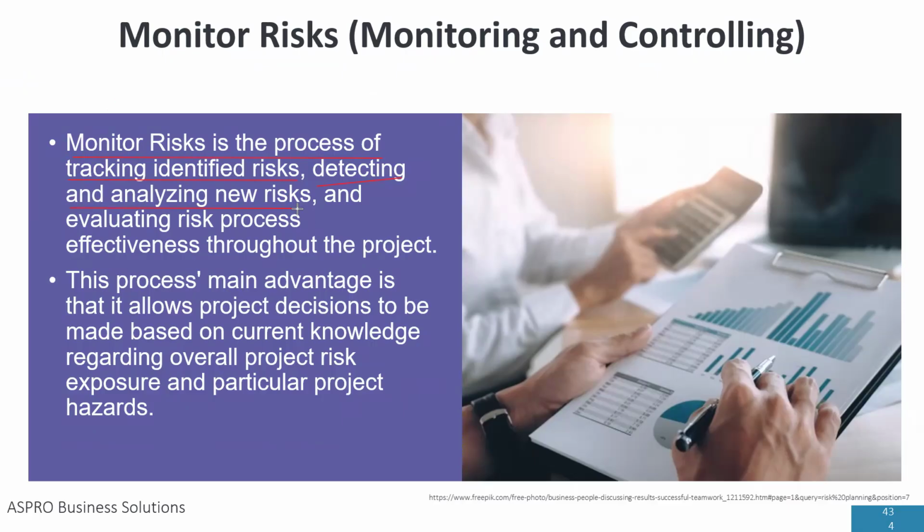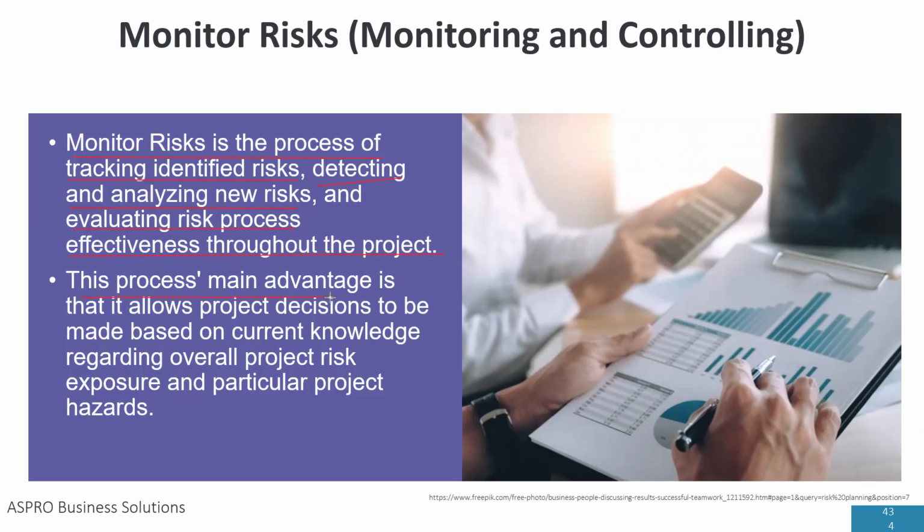Now, in this process, we have an identify risk process where most of the risks are identified. But when you are monitoring risk, which comes at a later time, you start discovering risk you did not see at the beginning, maybe because of the nature of the project or the environment of the project. You can start seeing new risk later. So monitor risk is also where we identify new risk. And it also evaluates the risk process effectiveness throughout the project, right?